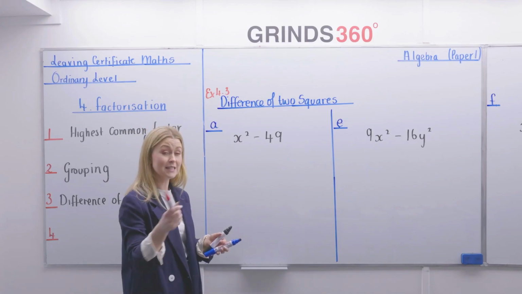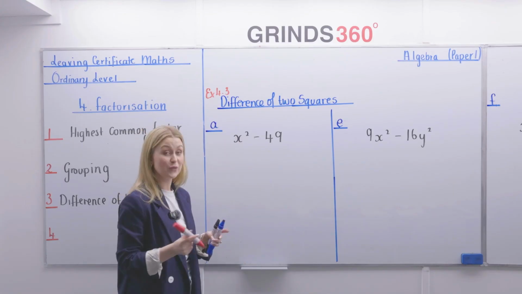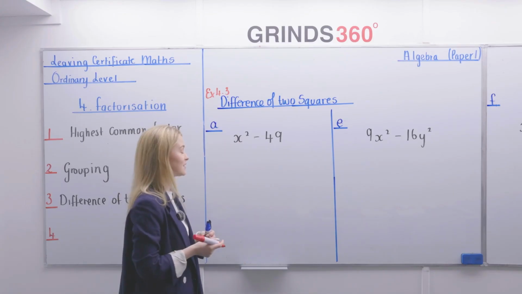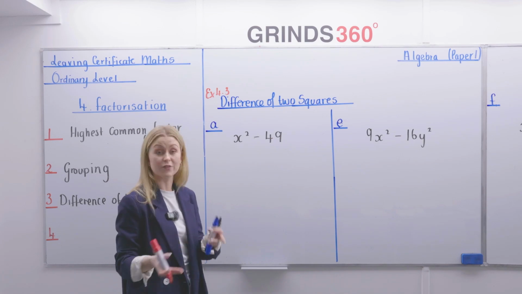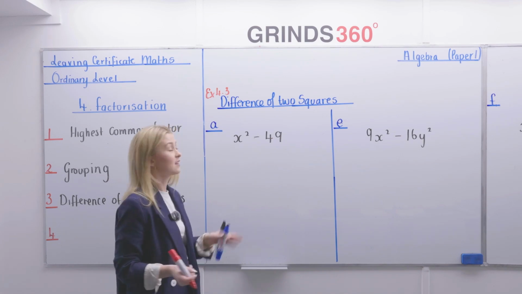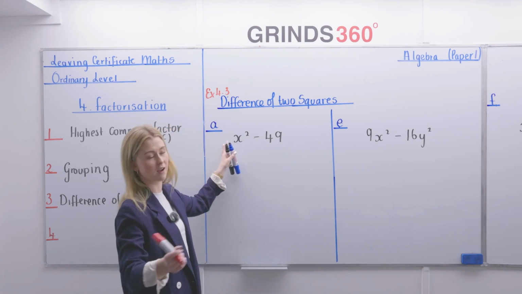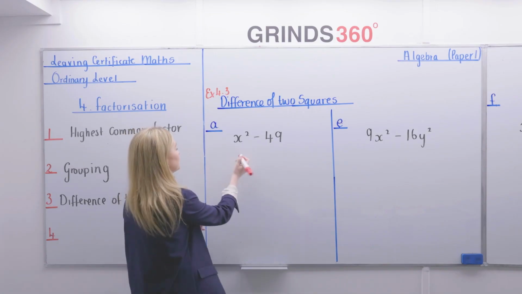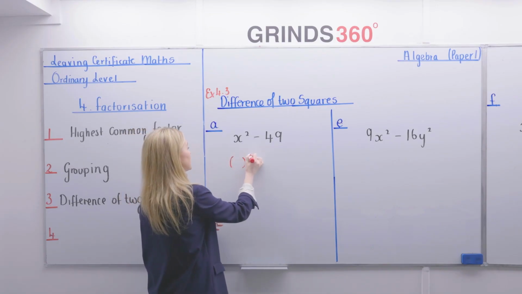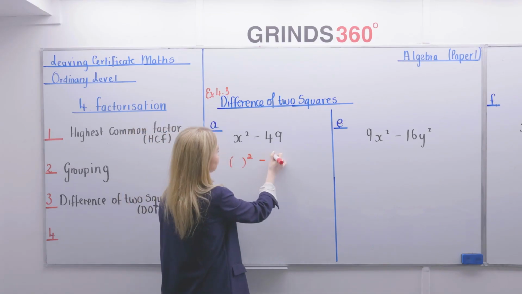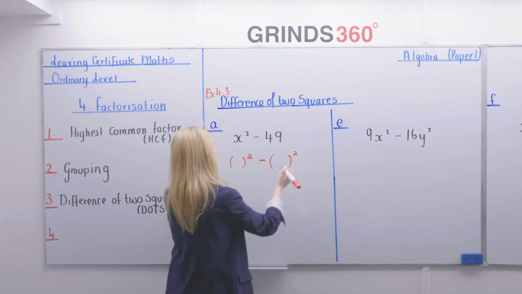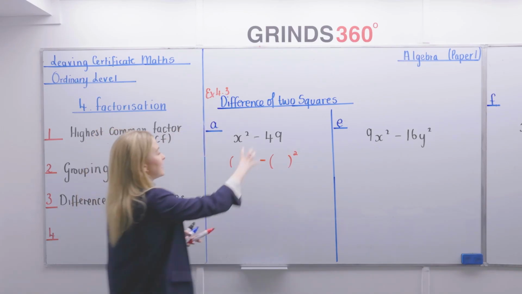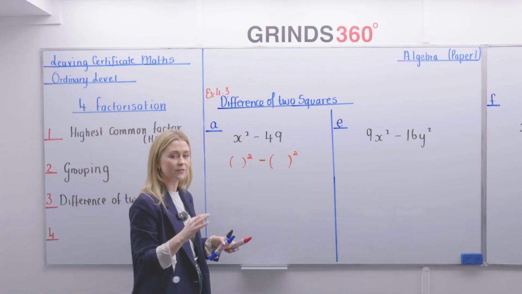Now, I have a little test when you're asked to factorize with difference of two squares. If it fits into this model, it's difference of two squares. If it doesn't, it's not. Because oftentimes students look at this and they say, that looks like highest common factor, Tracy. So we have bracket 2b squared minus bracket 2b squared. Now, if I can get this to fit in there, then it's difference of two squares.